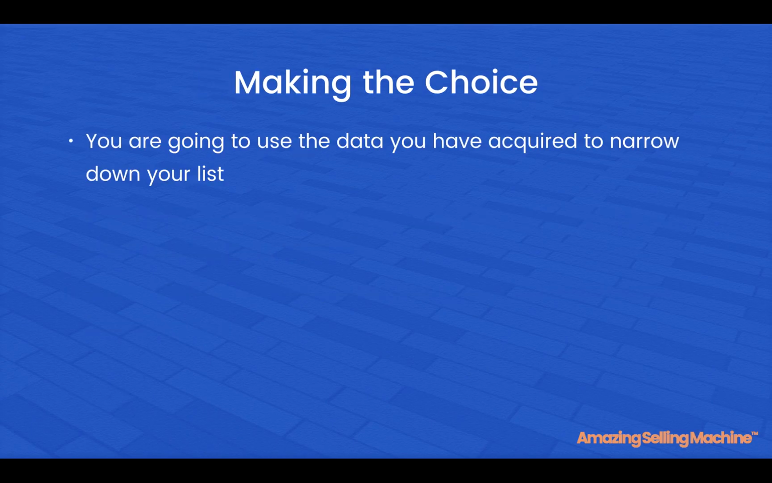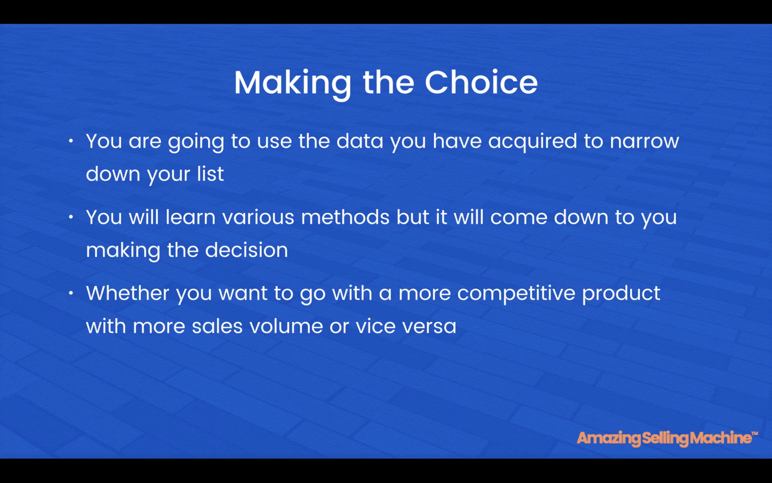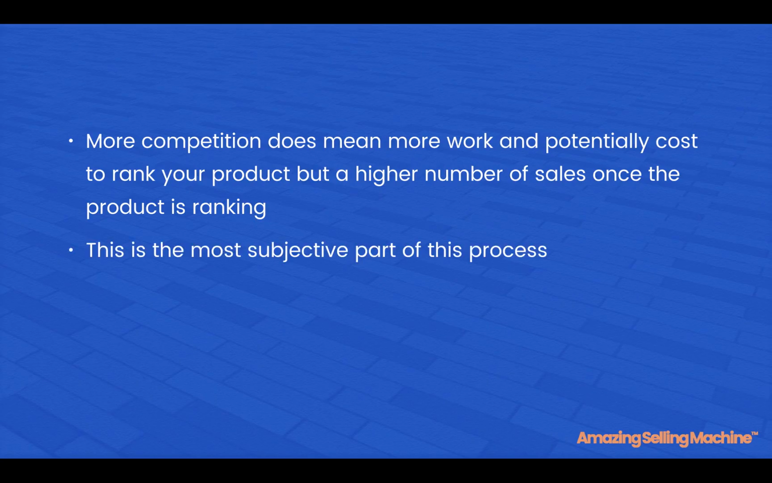Making the choice. So you are going to use the data you have acquired to narrow down your list, and you will learn various methods, but it will come down to you making the decision, whether you want to go with a more competitive product with more sales volume or vice versa. More competition does mean more work and potentially cost to rank your product, but a higher number of sales once the product is ranking. Now, this is the most subjective part of this process.